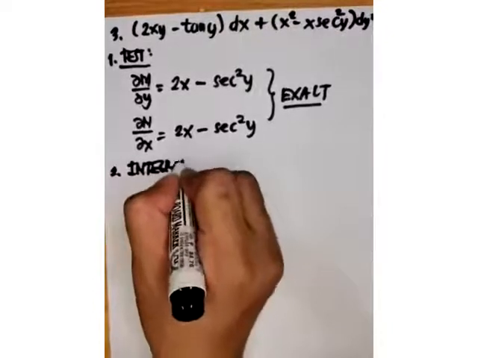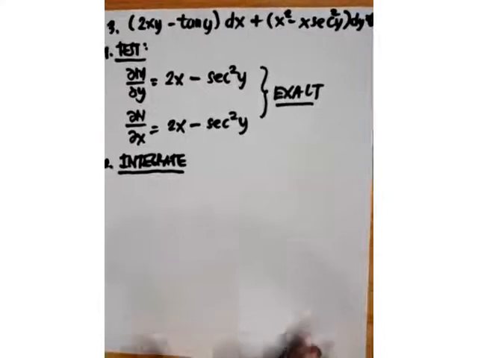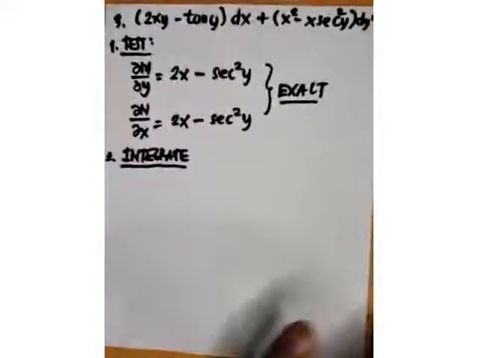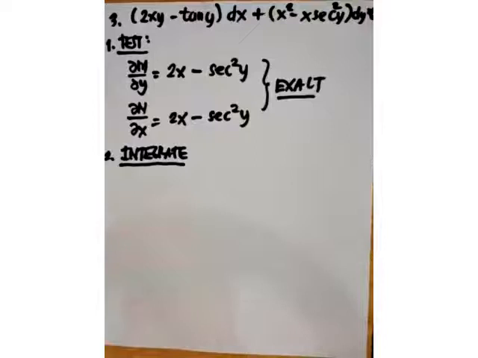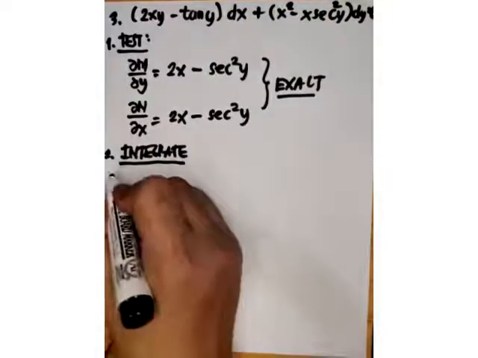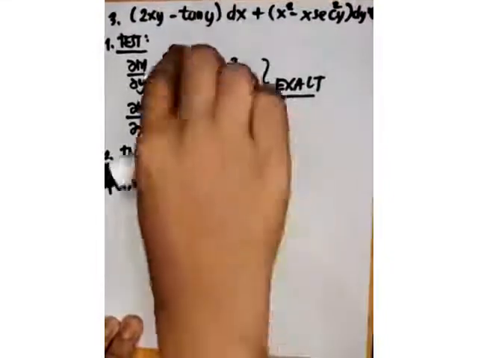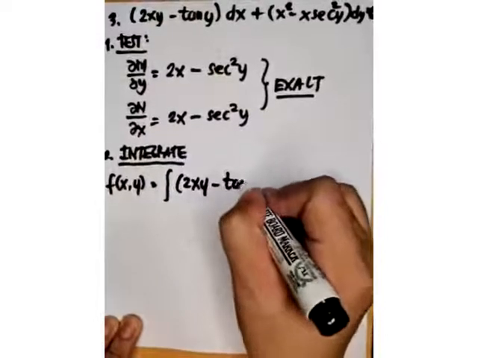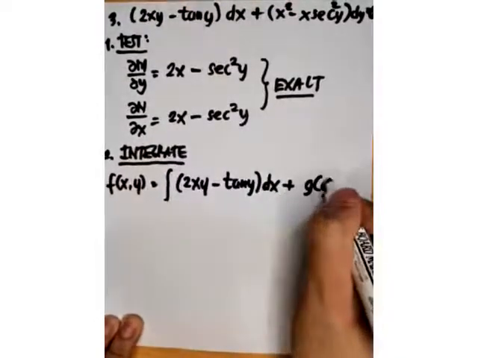Integrate. Ayan. Okay, pag in-integrate natin, kayo ang pumili, M or N? It's up to you. M. Sabi ni Isaiah, M. Sige. So, kuha tayo ng function. So, integral of M yung pinili natin. So, that is the integral of 2xy minus tangent y dx plus g of y.